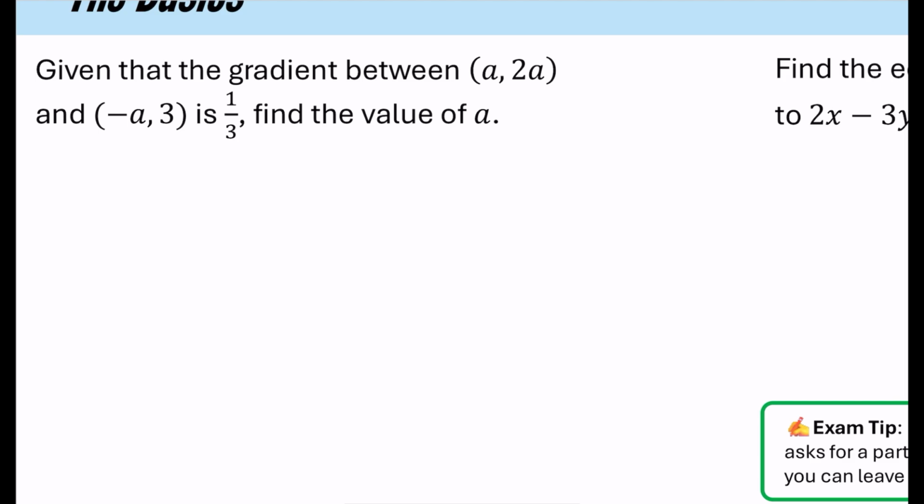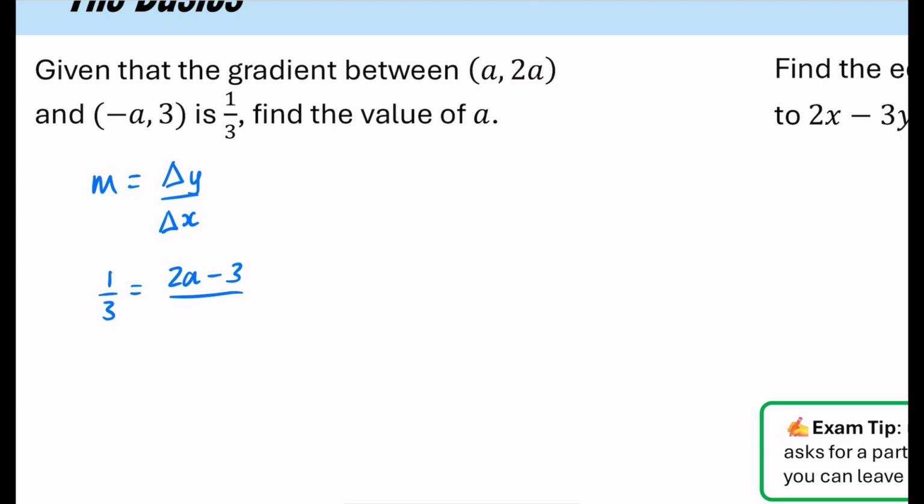So it says, given that the gradient between (a, 2a) and (-a, 3) is 1/3, find the value of a. Well, I know that my gradient is the change in the y coordinates divided by the change in the x coordinates. Those triangles just mean delta, it means the change in. So I can say that the gradient, which is 1/3, is equal to the change in the y. Now, I'm probably going to do this one minus this one, so that's 2a minus 3 for the numerator. And then doing it consistently, I did this one, then this one, I will do a minus minus a. So that's a minus minus a.